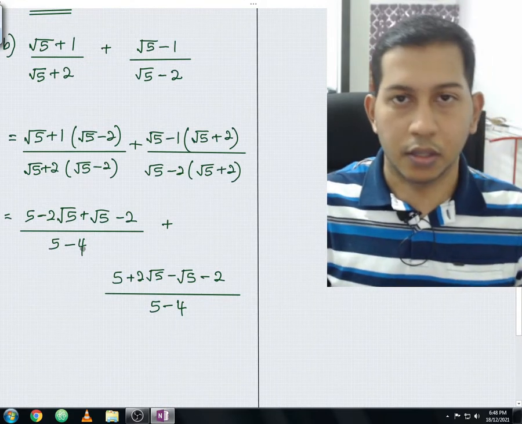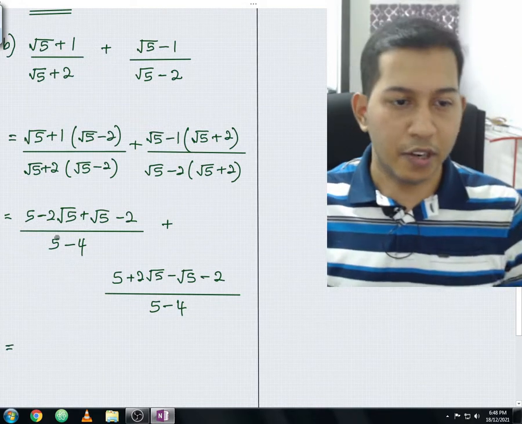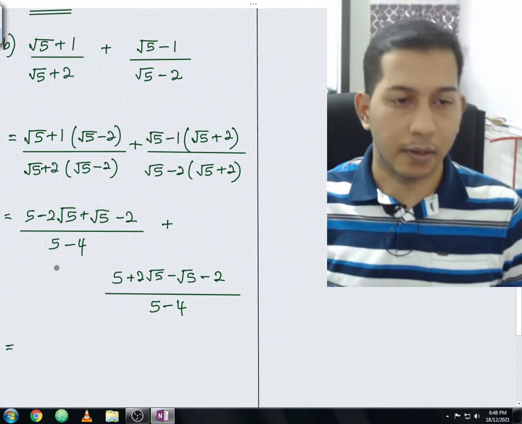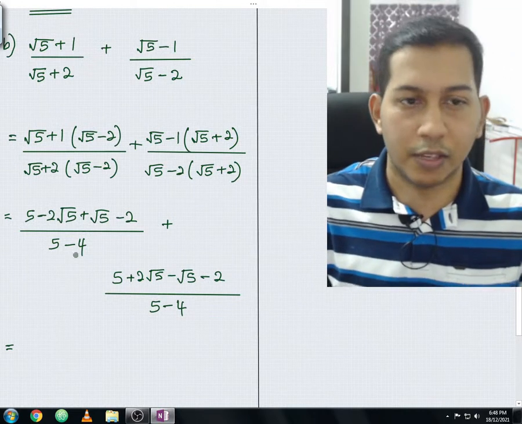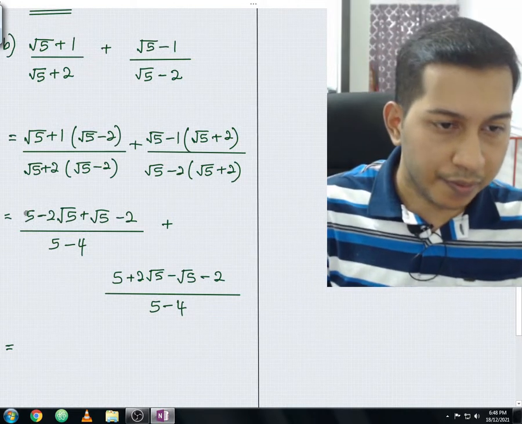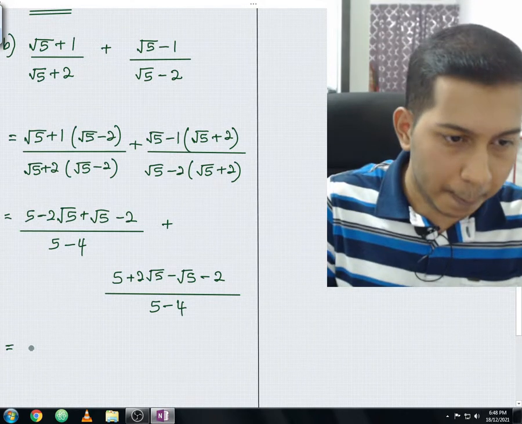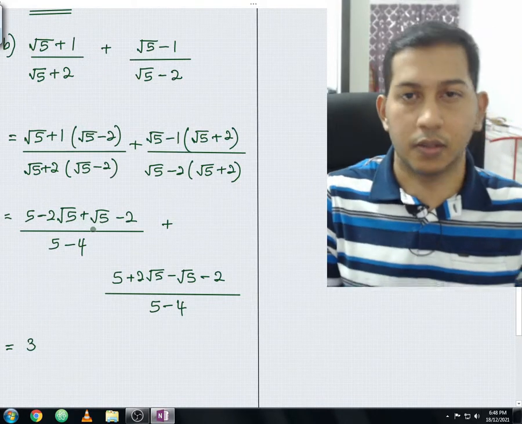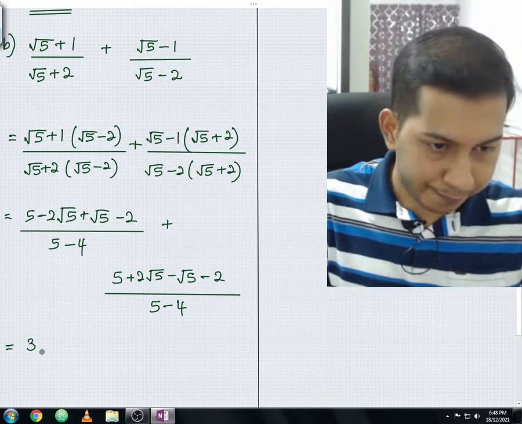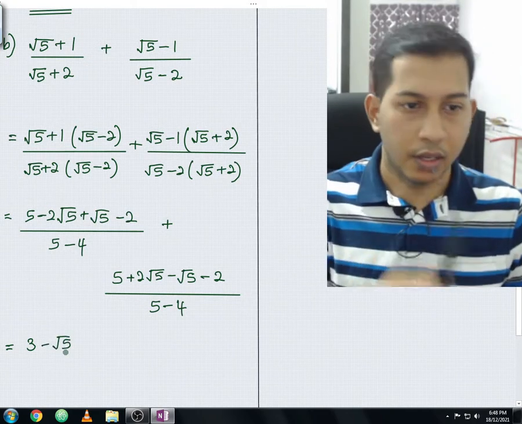First fraction. So 5 minus 4 you get is 1. So the denominator you can literally omit it. Similar for the second fraction. So you just have to focus on the numerator value. So from here, 5 minus 2 you get is 3. Negative 2 surd 5 plus with surd 5 you get is negative surd 5. So that is for the first fraction.